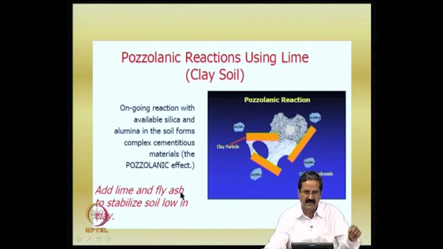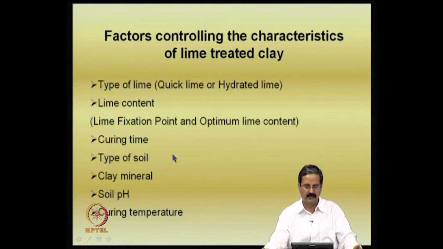Suppose the fly ash particle size is much higher than that of the clay, and fly ash is also somewhat pozzolanic. Actually, some fly ashes are pozzolanic, and they form cementitious compounds. So fly ash could be added. These are all quite important.